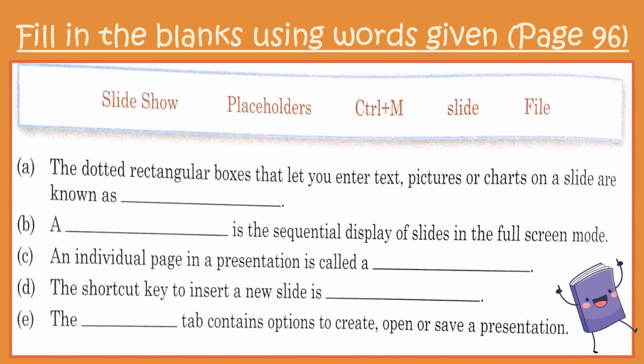Fill in the blanks using the words given below on page number 96. The dotted rectangular boxes that let you enter text, pictures or charts on a slide are known as, what do we call the boxes on the slide which are already given? Those boxes are called placeholders. Again, we are having the repeated blank. The dash is a sequential display of slides in the full screen mode. Sequential display means one by one, each slide is displayed on the full screen mode. That is called slideshow. Again, this you know very well. An individual page in a presentation is called a slide.